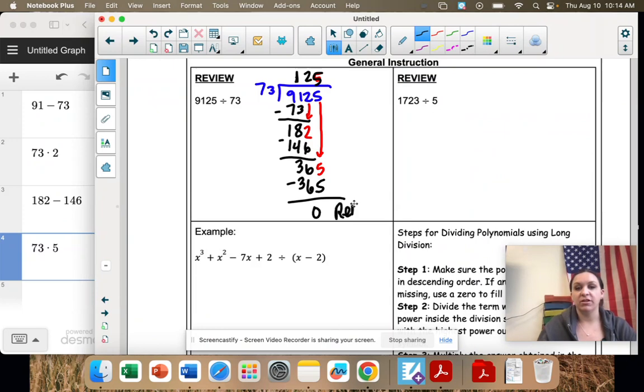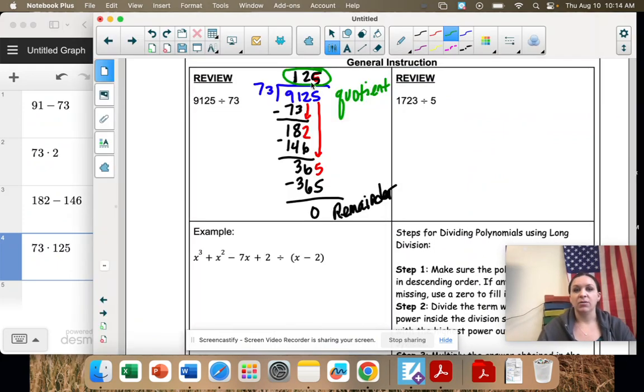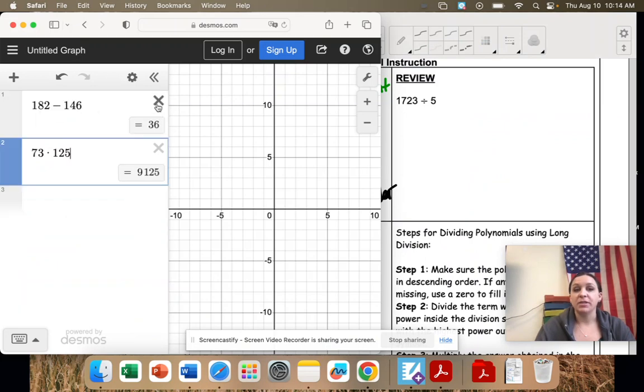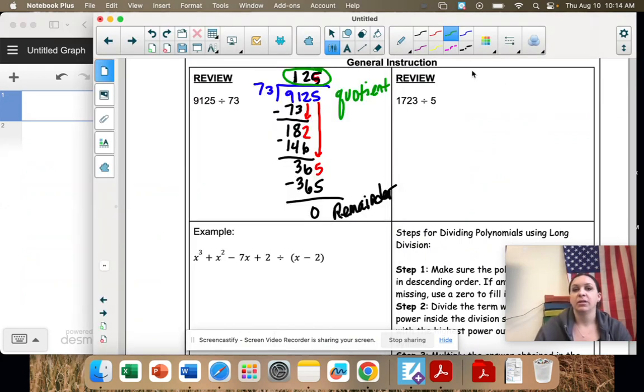Well, this 0 is our remainder. And the 125 would be our quotient. And we just found out that 73 times 125 gives us what we started with, 9125. So dividing is the opposite of multiplication. So remember, they go together. If two things multiply, one of them divides.